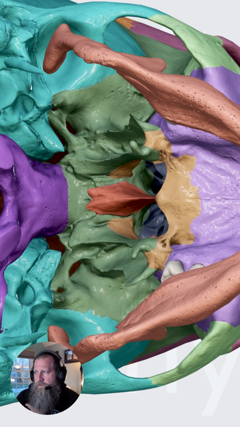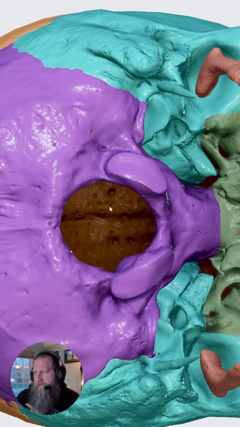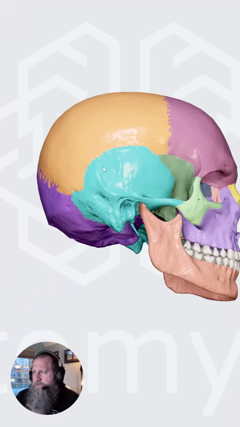and the big hole in the middle is the foramen magnum. So here's the occipital bone in purple, big hole in the middle is the foramen magnum, which is where your spinal cord is going to enter the brain, right? So that's where your brain stem sort of sits. And those are the bones of the skull.